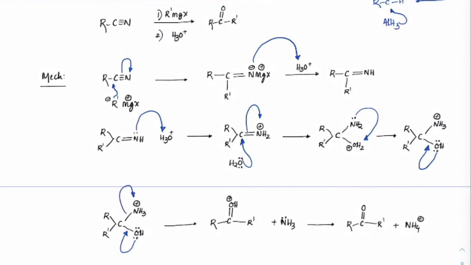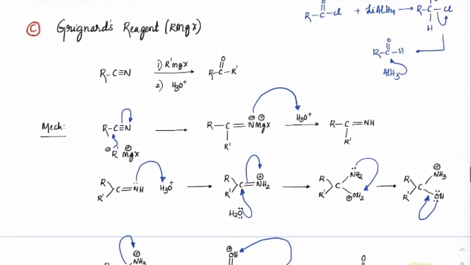So we will get this as a keto form, and the lone pair finally present on ammonia will take away H plus. So remember this, if you take acidic solution, we will get NH4 plus. If you take basic solution, you will get NH3. Okay. So that is one thing you need to take care of, Grignard's reagent.